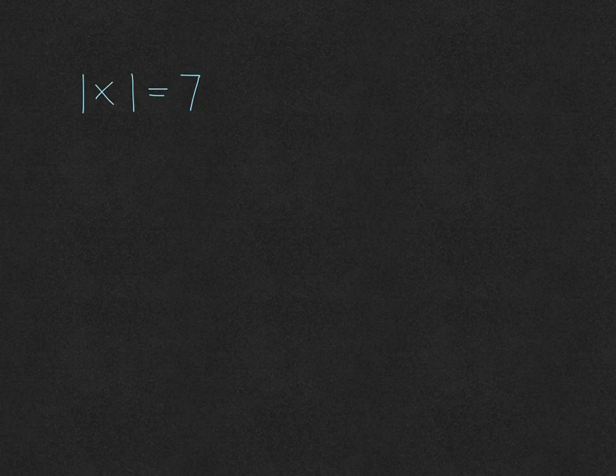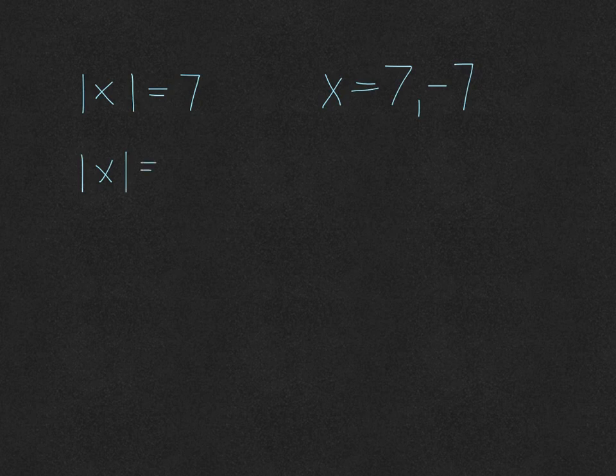Alright, so if we have the absolute value of x equals 7, what are the two values that x can be equal to make this statement true? x can be positive 7 or negative 7. What if we have the absolute value of x equals 41? The two values that would make this true are positive 41 or negative 41.